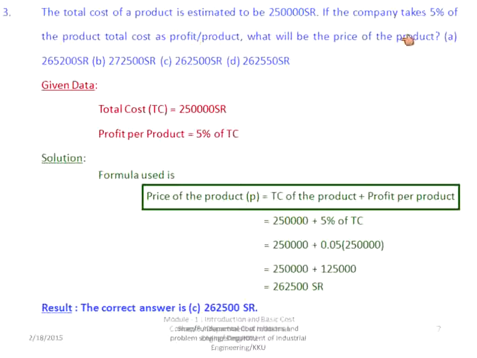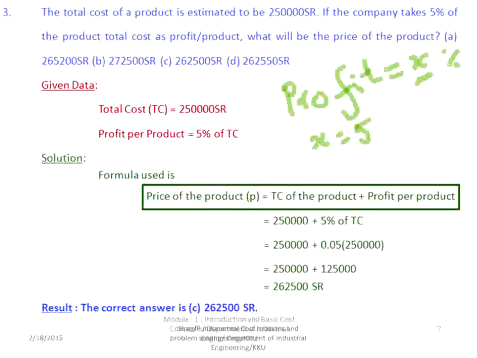So they are giving you the profit. How much is the profit? Profit is 5% of total cost. You should be very careful in this question. Profit is not given directly. Profit is equal to, there is no value directly, X percentage. What is this X?